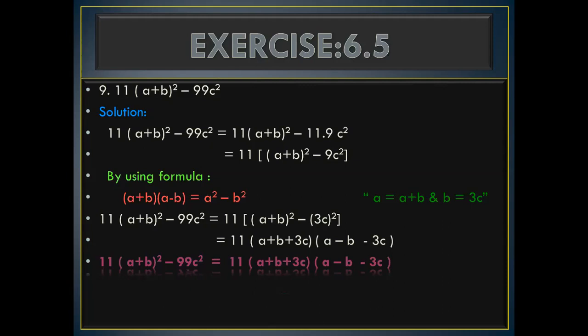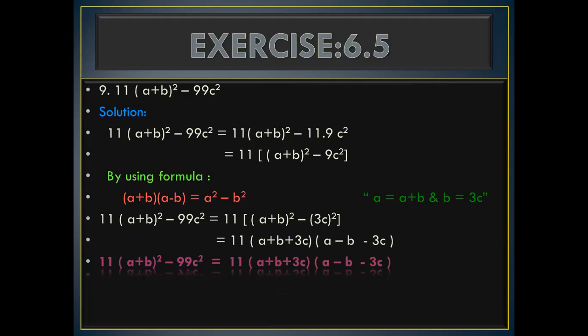(a plus b) is a, and b is 3. (a plus b) whole square minus 9c square, that is (a plus b) whole square minus 3c whole square. I am telling you again and again that (a plus b) means a. It doesn't mean this is the formula. This is only the term. (a plus b) is equal to a.